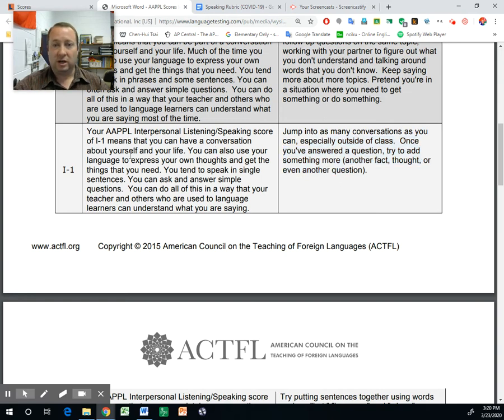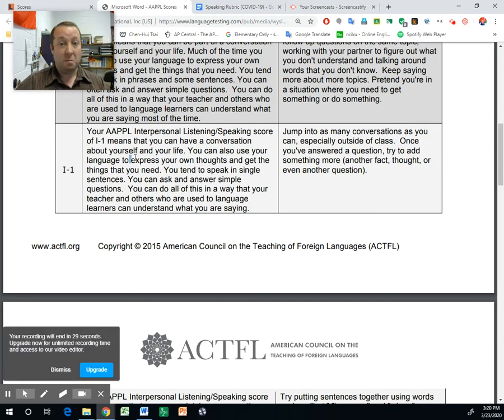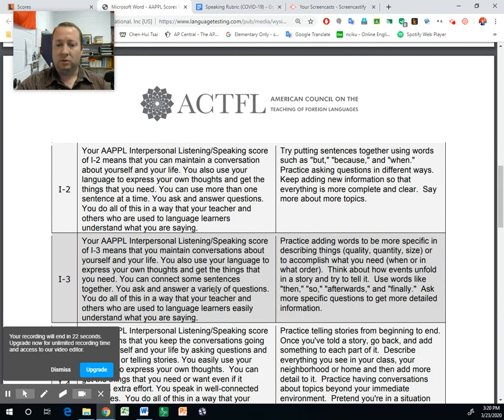So if the question is like, what foods do you like? You can say, I like these foods. My mom really likes watermelons. And then you can throw in something aside, something extra. Okay. Last tip here, we get up into I2. You can do all of this in a way that your teacher and other users who are used to the language can understand. So this gets you in that 3 or 4 on the speaking rubric that I talked about before. Combine your sentences with things like but, because, and when. Okay, more details, more details, more details. That's it.